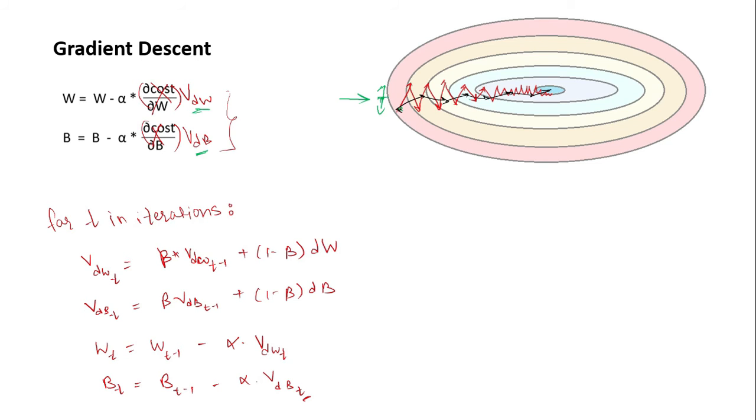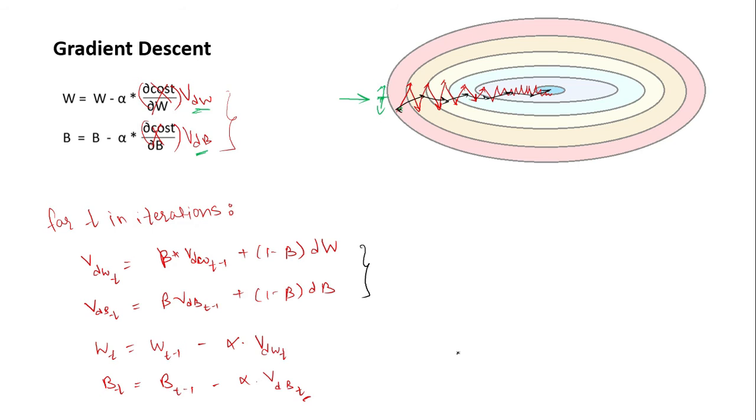Now we need not implement these details from scratch, but we can use TensorFlow or PyTorch, which are deep learning frameworks that can implement these optimization algorithms for us. We just need to mention their name and it will automatically implement it for us in the background. So this was about momentum.